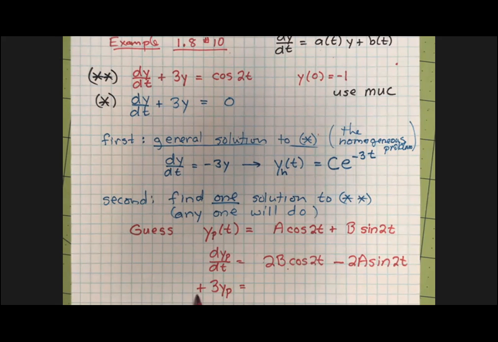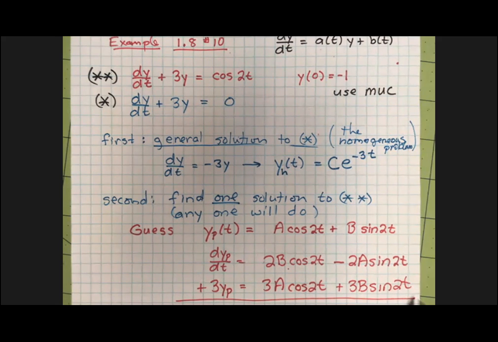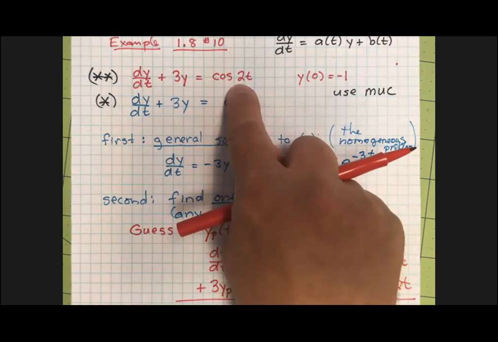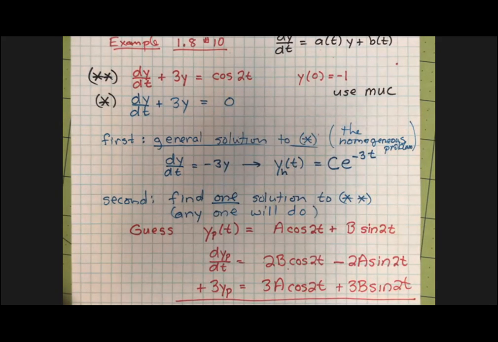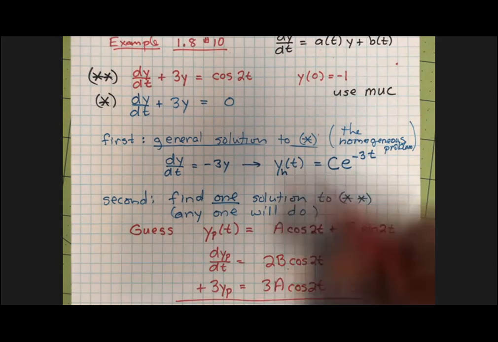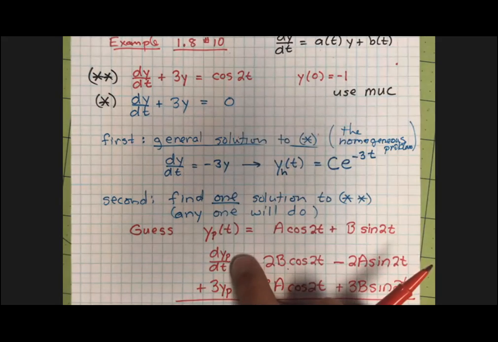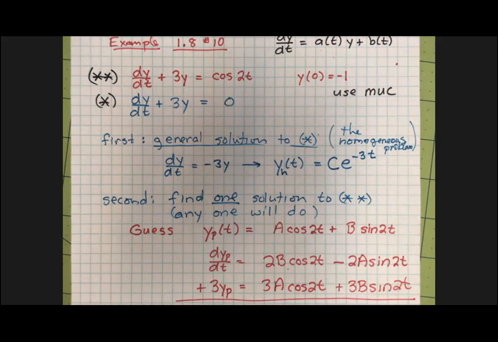So we talk about 3 times y_p. Here's y_p. 3 times this is going to be 3a cosine 2t. And 3 times that will be 3b sine 2t. Now I'm supposed to add them together. And when I add them together, according to the problem, I'm supposed to get cosine 2t. When I take the derivative plus 3 times the original, I'm supposed to get cos 2t. Let's see what I do get.